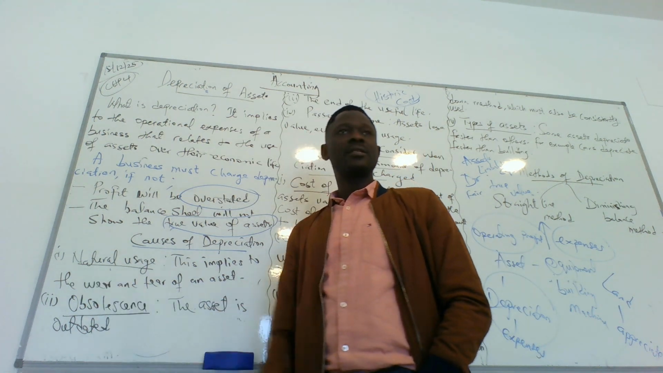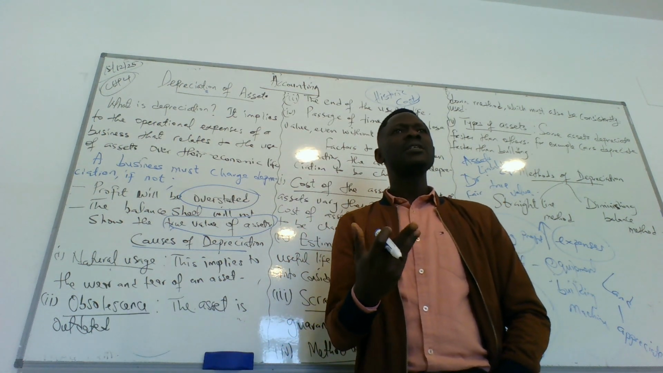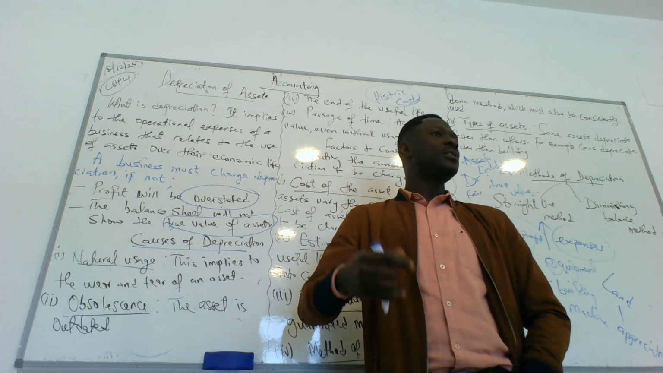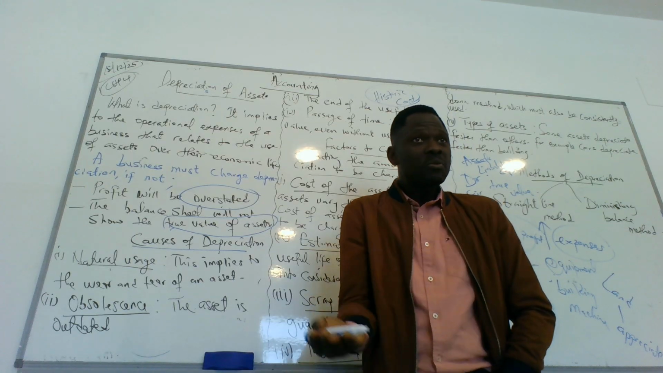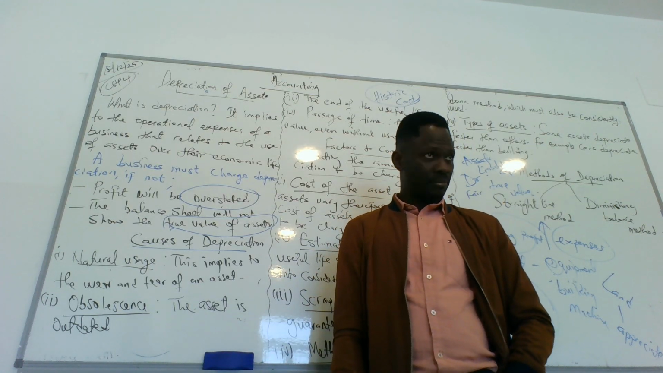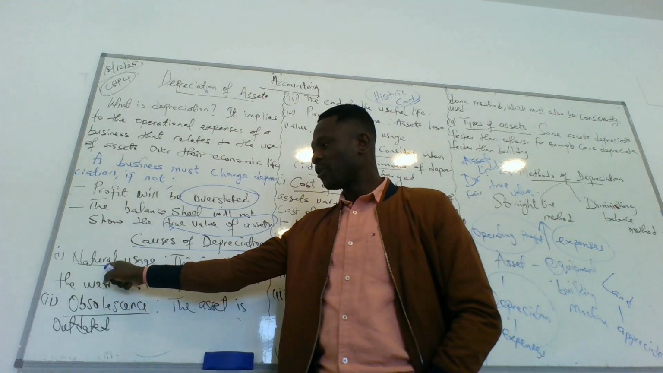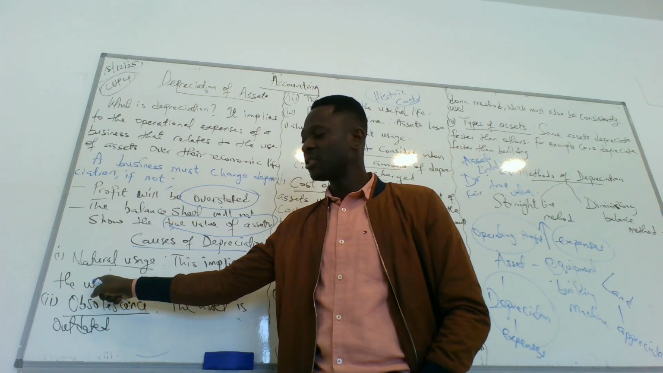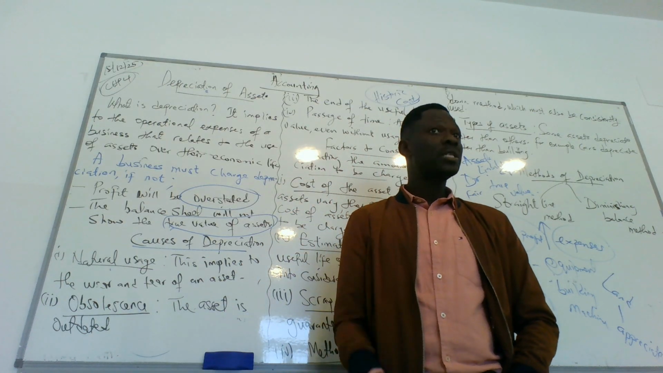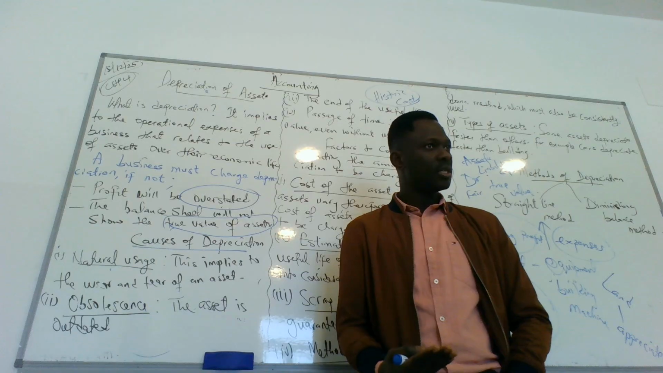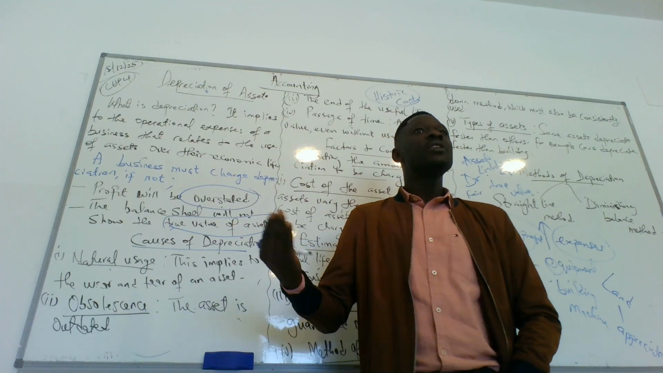Two, obsolescence. Obsolescence simply means it's outdated. It becomes outdated. It has to be replaced. Do you understand? This is the first cause of depreciation. The second one is obsolescence, which simply means with usage, it will become outdated, even without using it.